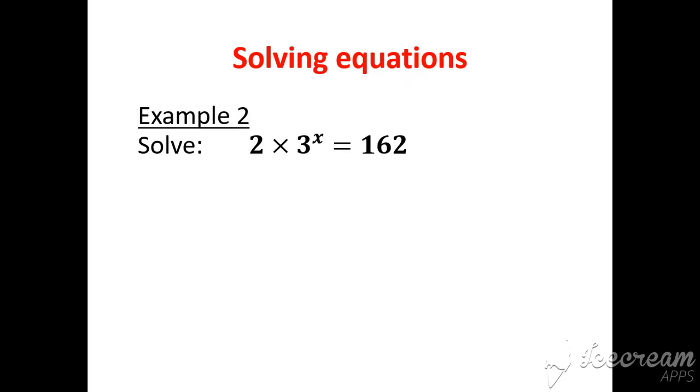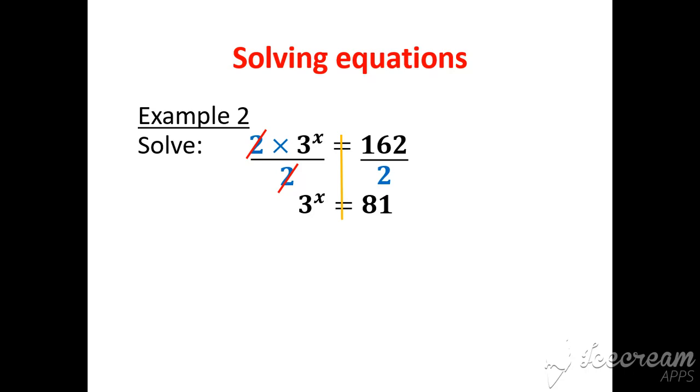Right, example 2, let's solve this one. 2 multiplied by 3 to the power of x is equal to 162. So what we're going to do is put our line down the middle. Because we've got this times 2, we have to get rid of it. We're going to divide by 2 to get rid of it, because dividing by 2 and times 2 cancel. Now 162 divided by 2 gives us 81, and the 2's on the left hand side cancel. So what we're left with is 3 to the power of x is equal to 81.